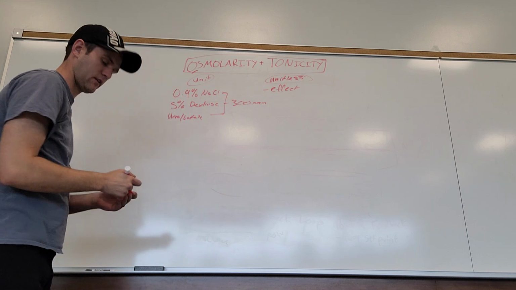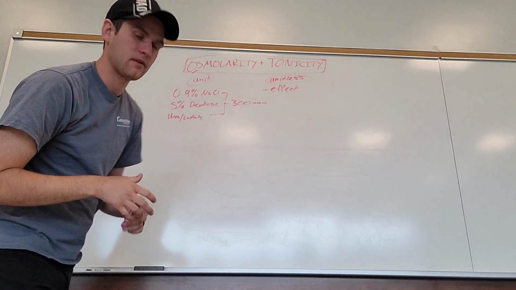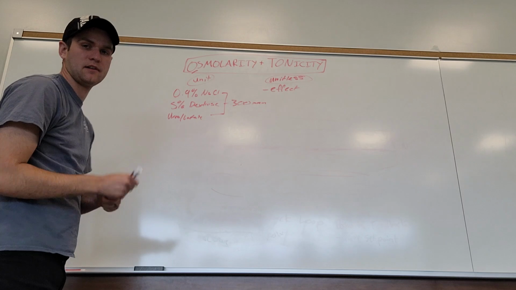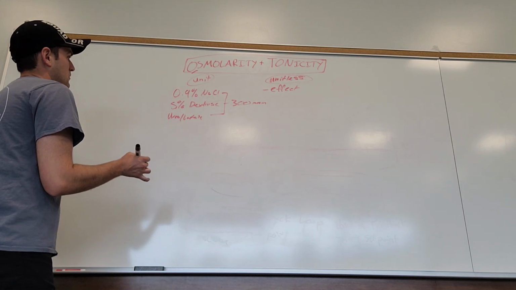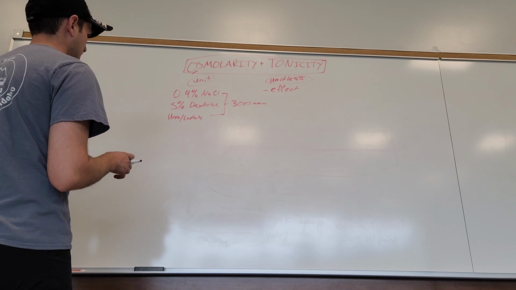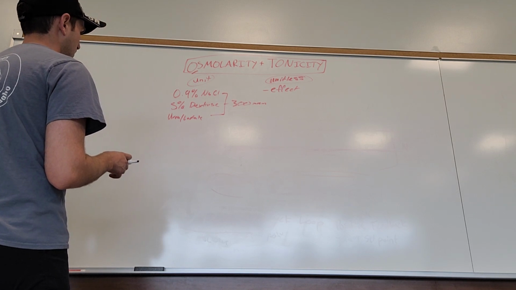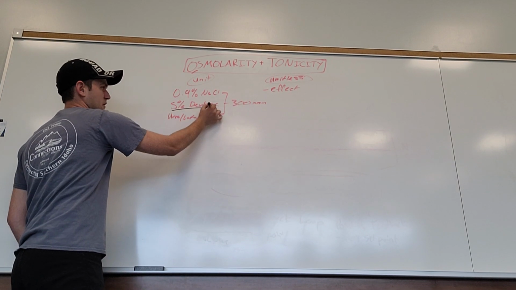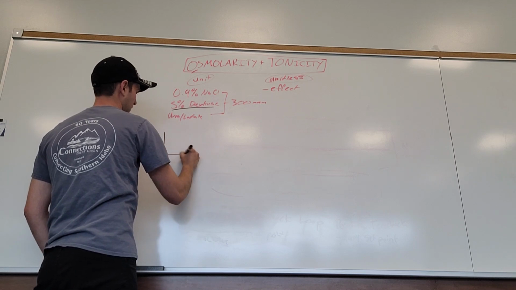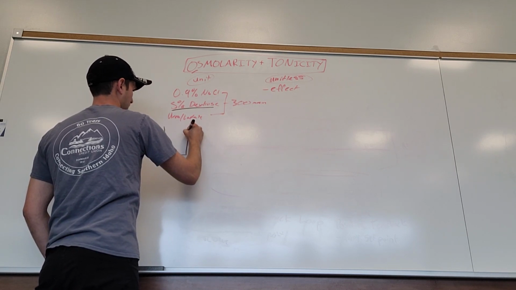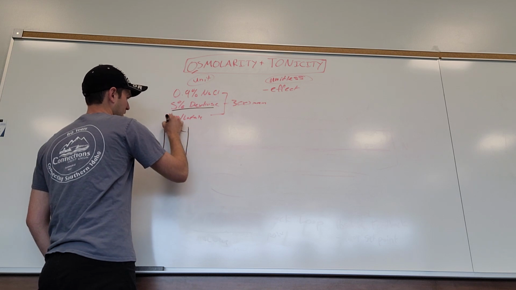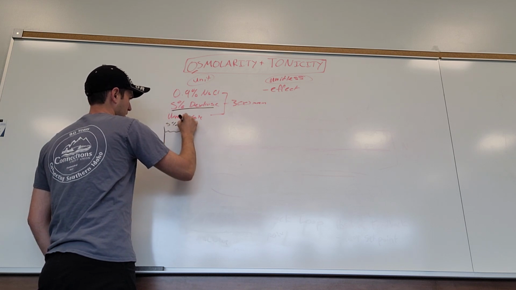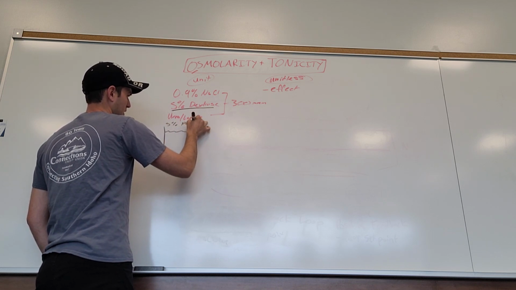Okay, let's do a different color. I don't know how well that's showing up in our video now that I realize it, but it should be okay. So let's do 5% dextrose. Okay, so we have our beaker, right? So our beaker, this is 5% dextrose, which is just glucose.